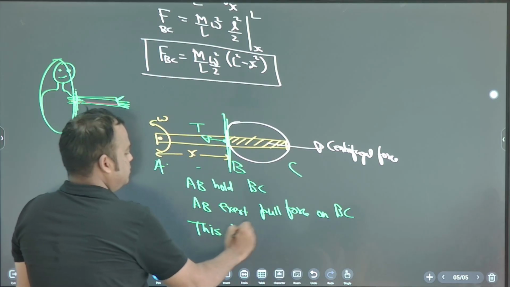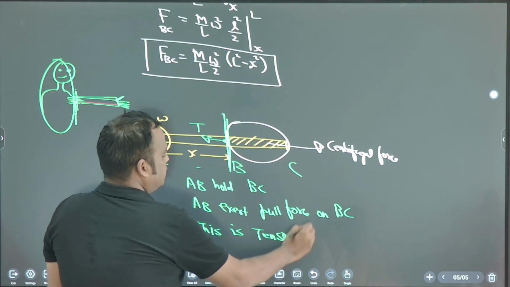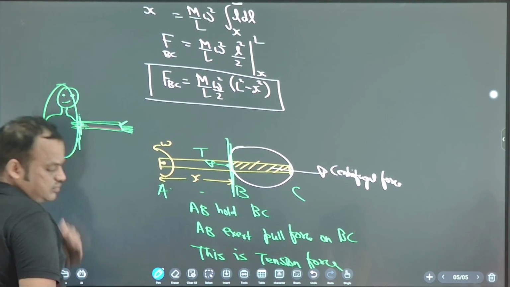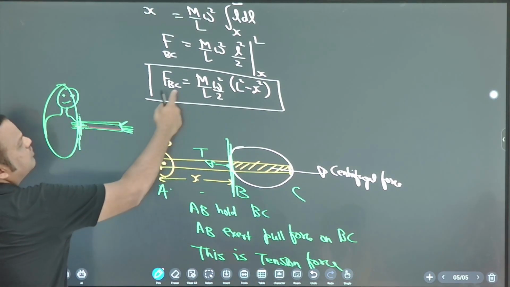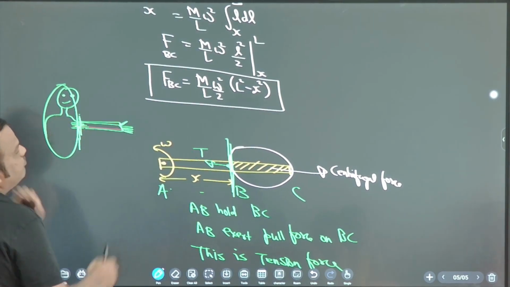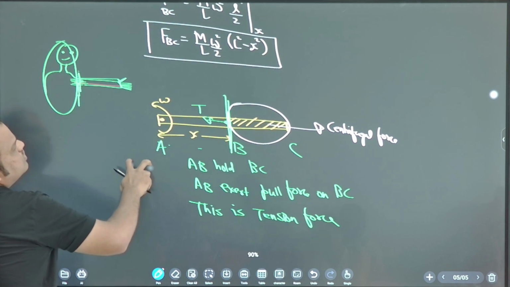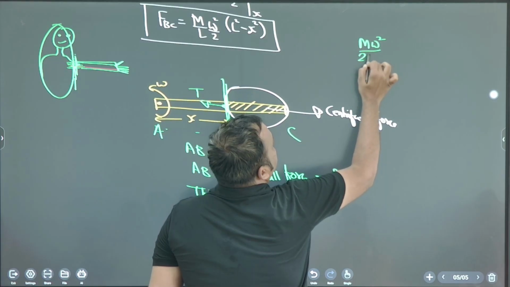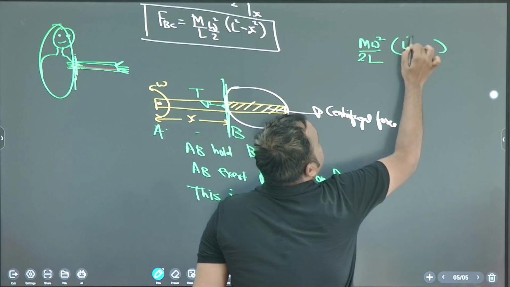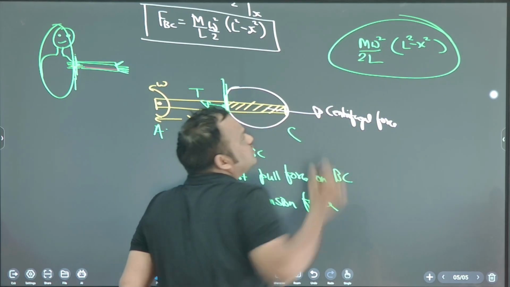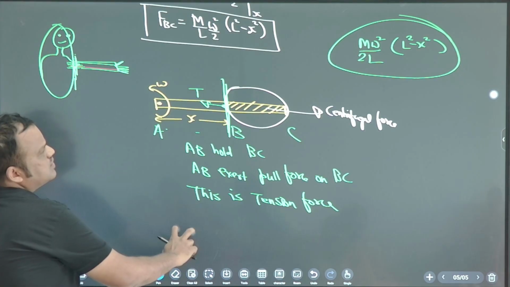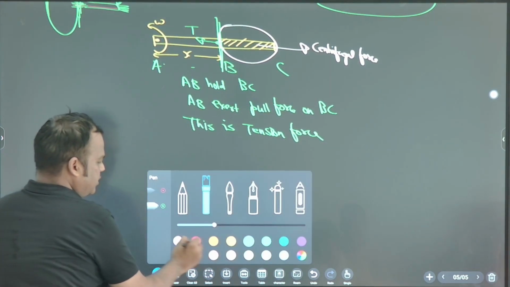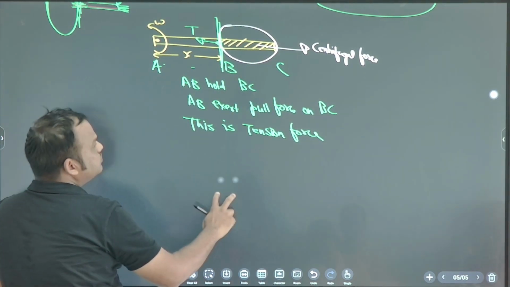So this is tension force. What is the formula for tension force? Tell me. This is the formula. Okay, note down. It is very easy. You just m omega square by 2l into l square minus x square. You memorize this. Tension at distance x. So now you solve this question. Apply that formula.